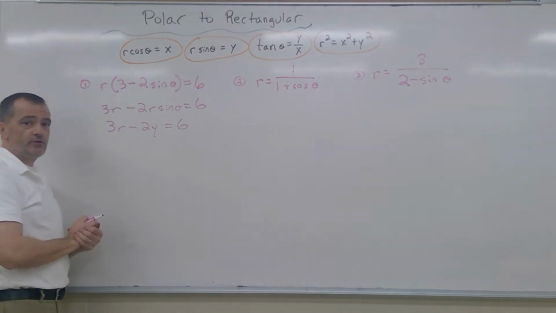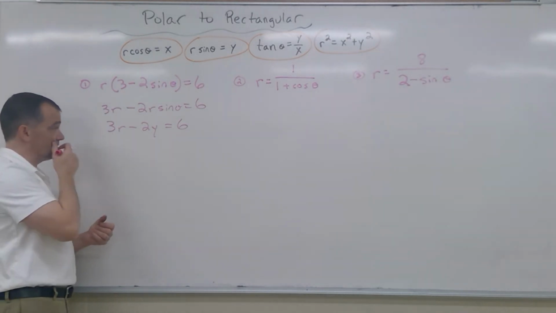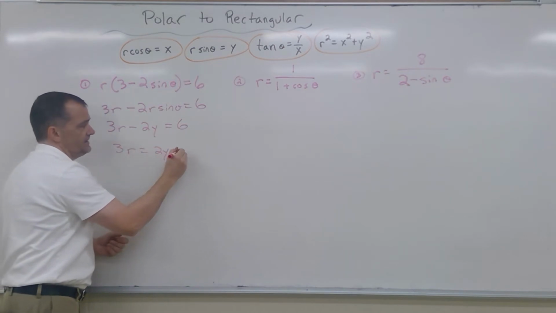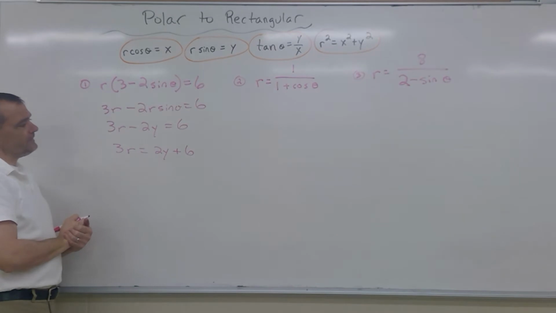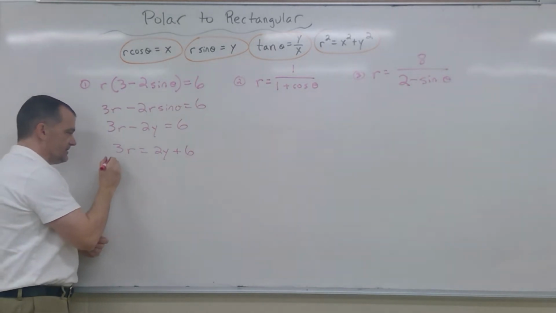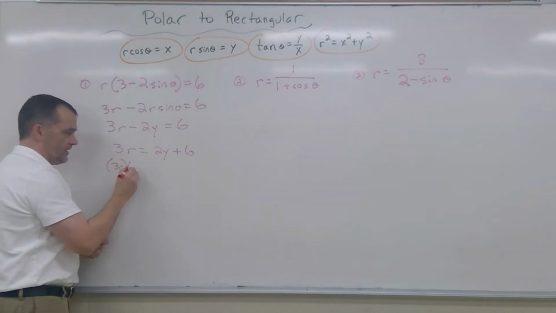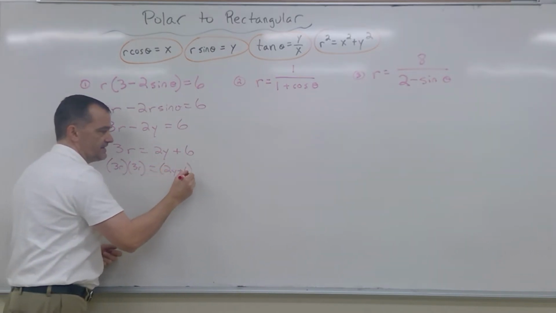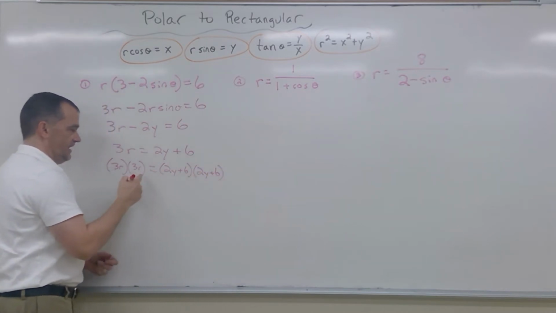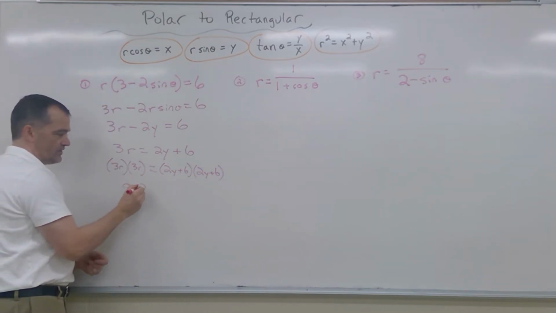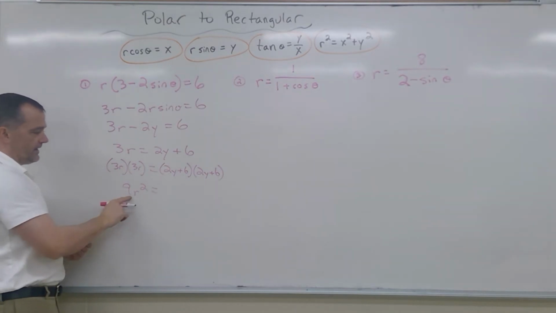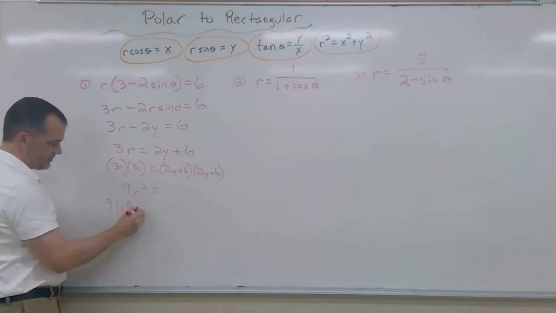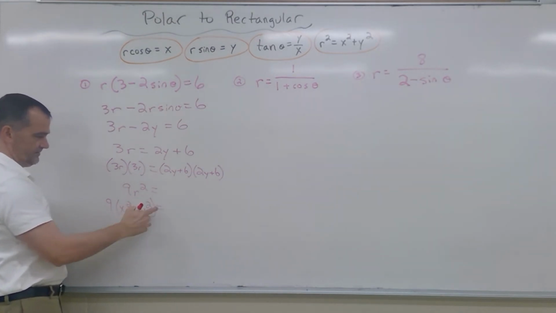So if that's a little confusing, let's take care of that issue quick. I'm going to go ahead and add 2y on both sides. Now I'm going to square both sides. So this becomes 3r squared, which is 3r times 3r. This is 2y plus 6 squared, which is 2y plus 6 times 2y plus 6. So this side is now 9r squared, which is awesome, because now I can replace r squared with x squared plus y squared.